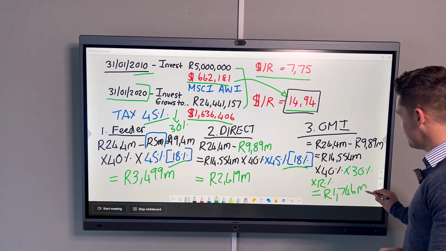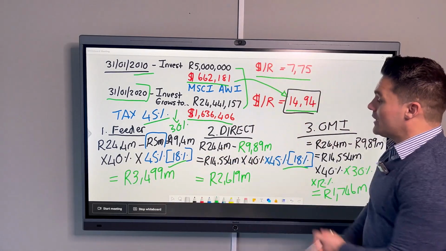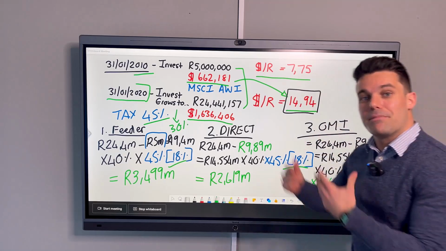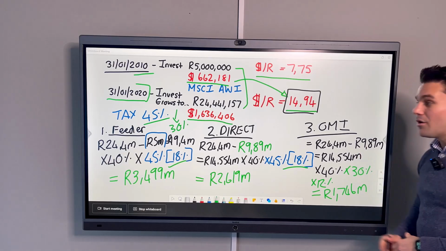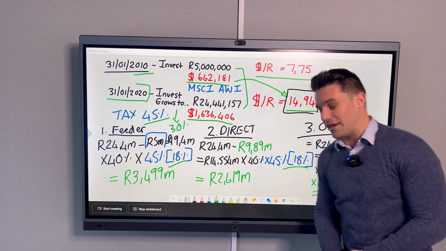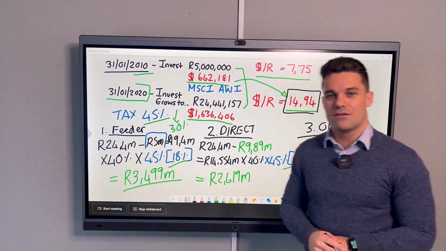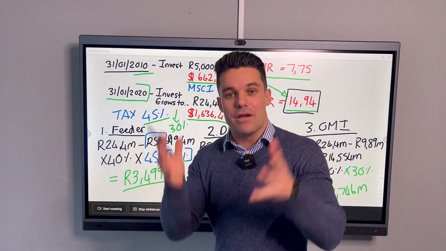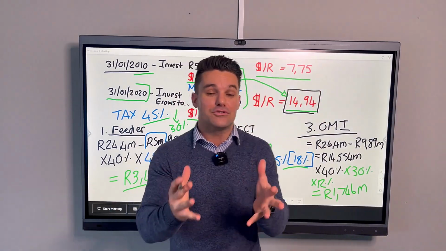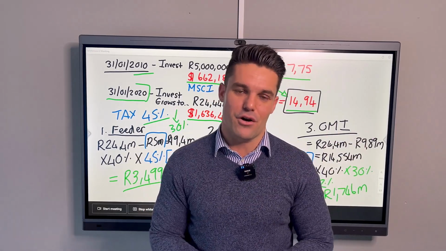1.746 million. So, feeder fund option, 3.5 million. Go direct, don't utilize the OMI structure and benefit from the lower tax rate, 2.6 million. And in this scenario, with a client in the 45% tax bracket, the OMI structure comes in at half what the feeder fund came in at, 1.746 million. And that is the benefit of making sure your clients are in the correct structure when investing offshore. And that is the value of good advice.